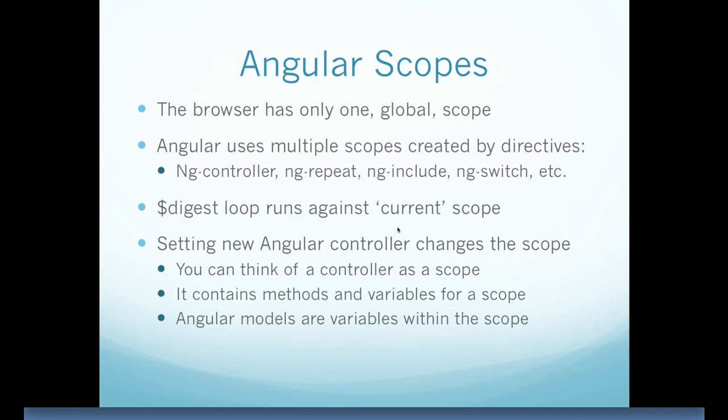You can find the list in the documentation. As we mentioned, digest always runs against the current scope, as we saw in the HTML inside of an ng-controller. And this is actually an important point for the MVC pattern we'll see in the router. When you set a new controller, you're changing the scope. And you can think of a controller as actually a scope. It contains methods and it contains variables that are active within that scope. If you change the controller, you have a different scope and you have different methods and different variables that are accessible from directives.